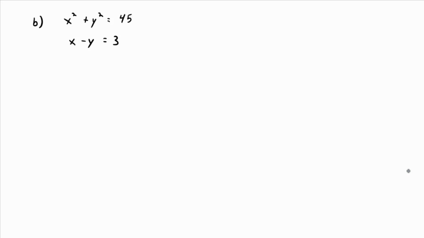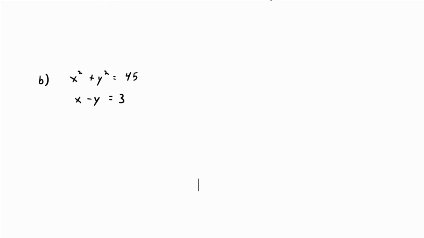In part B, we have x squared plus y squared equals 45, not a line, and x minus y equals 3. Is that a line? Yeah, it is. You could put it in y equals mx plus b form easily. What does x squared plus y squared equal 45 graph to be? It's an equation I'd like you to be able to recognize for the final. Recognize the shape that it graphs to be.